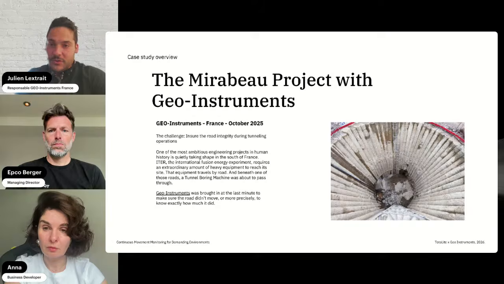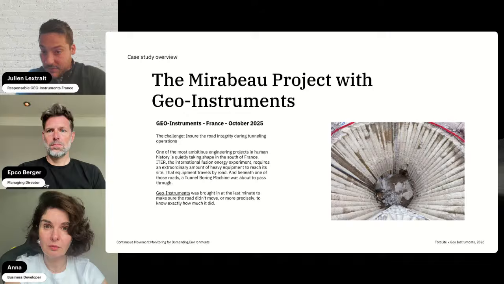So we thought about it, and we thought that the automatic total station was the best solution to provide 3D displacement monitoring for this. So this is what we implemented on site. Next slide, please.